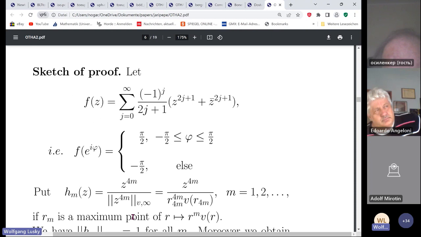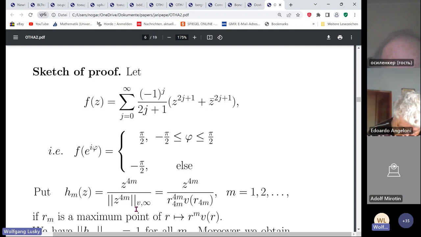So if we consider the weighted supernorm of the mth monomial, then we have to study just the sup of this function here, r to the m of v of r. This is a continuous function. It can be extended to the number one by putting zero there. It's still continuous. It's non-negative, so it has to be bounded, and it has to have points of absolute maximum. And I pick one and call it r sub m.